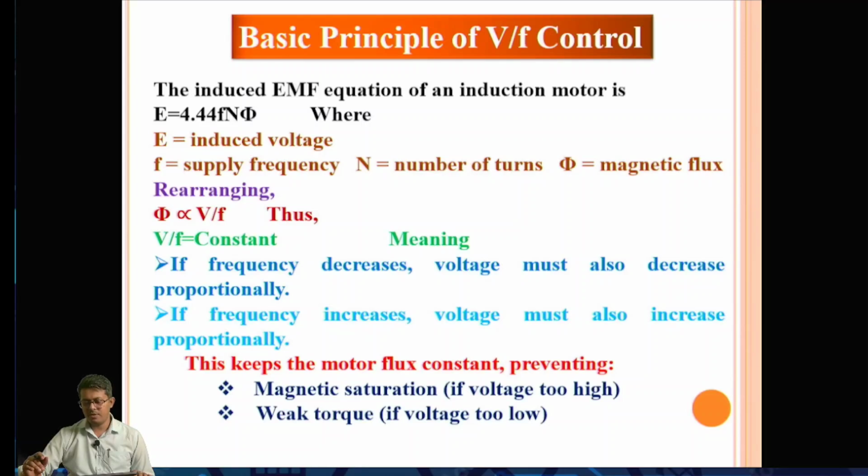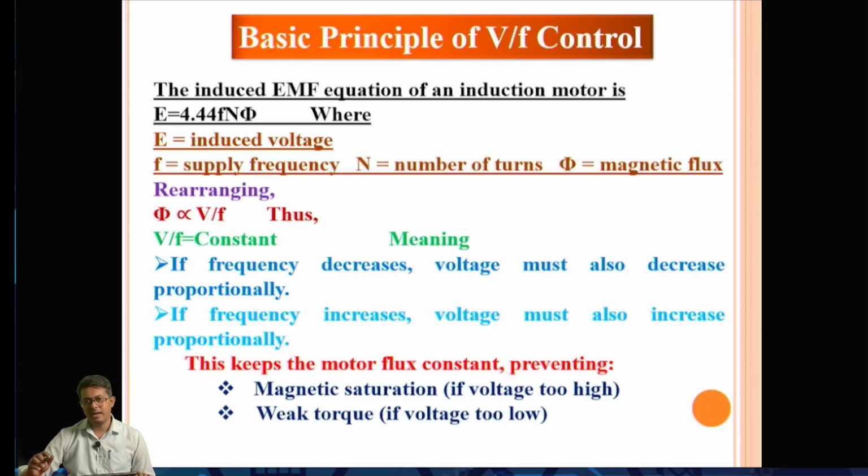So these are the applications of variable frequency drives. Now let's understand the basics of V/F control. For the induction motor, or we can say the synchronous motor, we can write the induced EMF equation: E is equal to 4.44 F N phi, where E is the induced EMF, F is the frequency, N is the number of turns, and phi is the magnetic flux. Now if we rearrange, we can write phi is proportional to V by F. So we should make this V by F constant. What is the meaning of that? If frequency decreases, the voltage should be decreased.